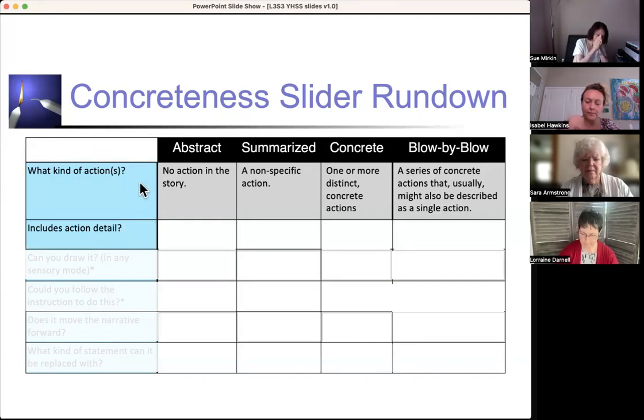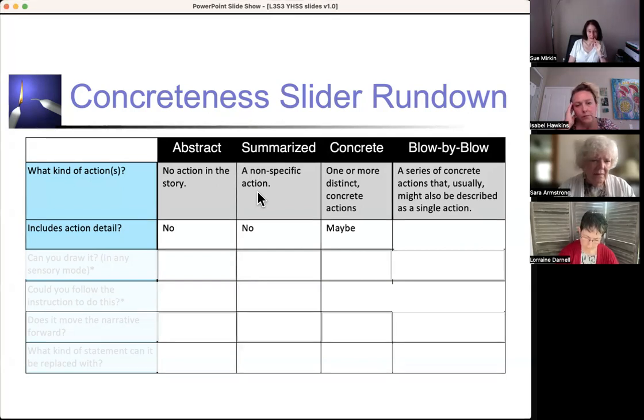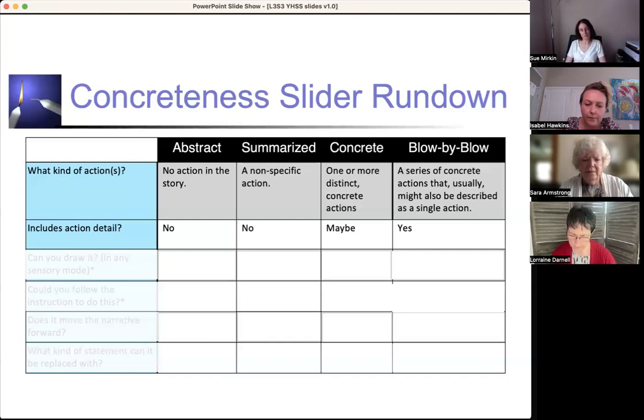So which kinds of these include action detail? The abstract does not include any action or action detail. The summarized also doesn't include action detail. It includes an action, but no detail. The concrete can include action detail because it's one or more distinct concrete actions, and so there might be detail, to some degree or not. The blow by blow always does. It's a series of concrete actions that all add up to one action, and that always includes some level of action detail, or it's not blow by blow.